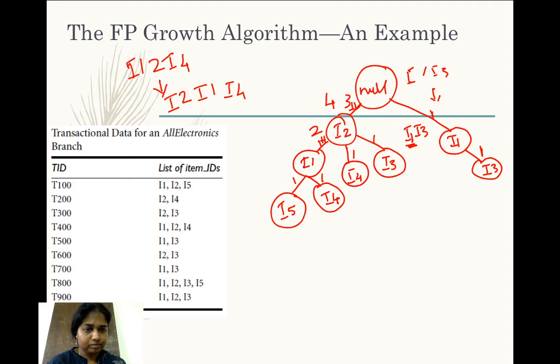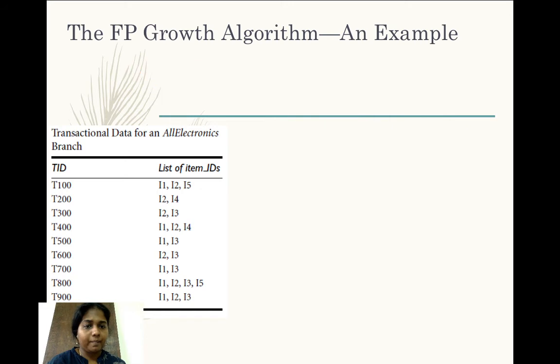This happens after transaction T500. Now what is my next transaction? My next transaction is I2, I3. I2 is already there, I3 is already there. So I can directly increment these two values by 1. So it becomes 5 here and 2 here. Clear? Now let me draw the structure once again so that it will be easier for you.